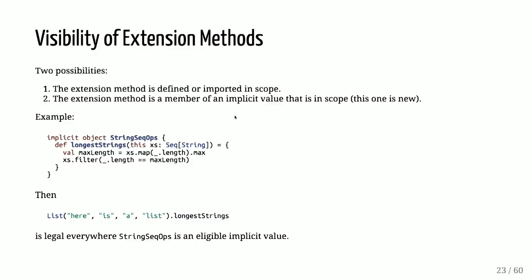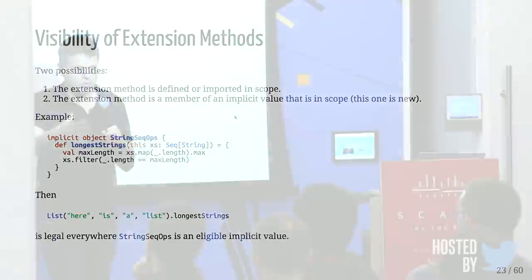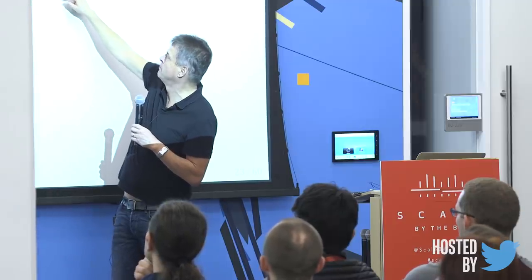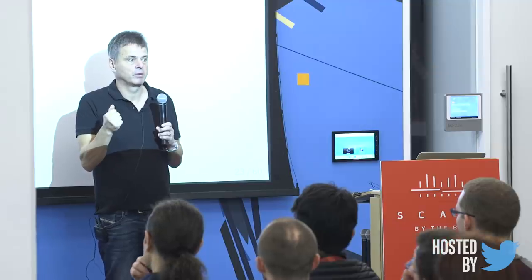Okay. So far you might say, well, that's C#. C# has exactly the same notion of extension methods. But here's the one new thing, and that has to do with the visibility of extension methods. There are two possibilities. An extension method can be used if it's defined or imported in scope. That's what C# does. Or an extension method is a member of an implicit value that's in scope. And that's a new one. So that's what we have used before.